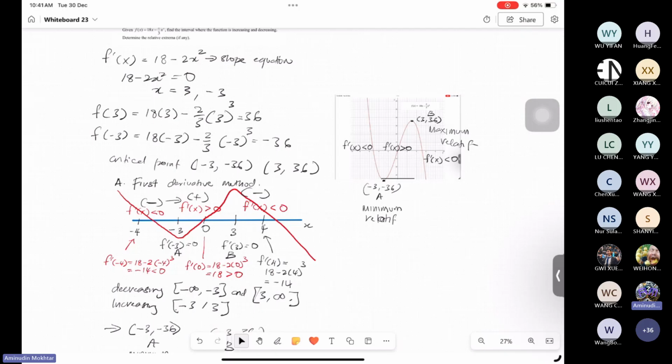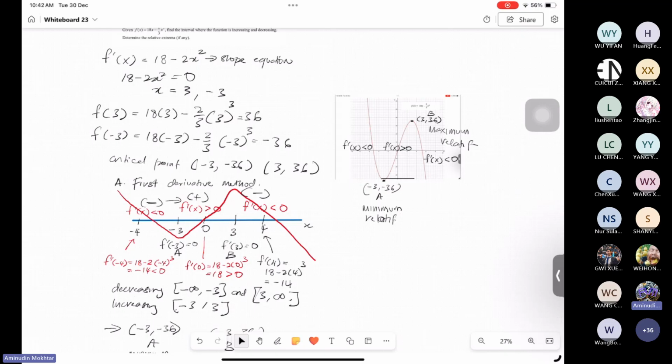Based on the first derivative, we can also determine whether the graph is increasing or decreasing. How to determine this? We just choose any value of x outside the critical point, before and after the critical point.